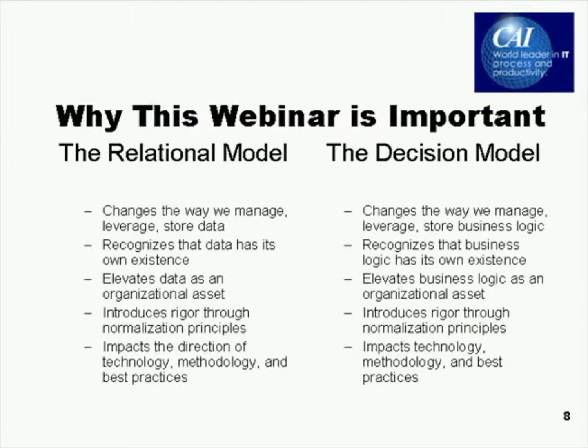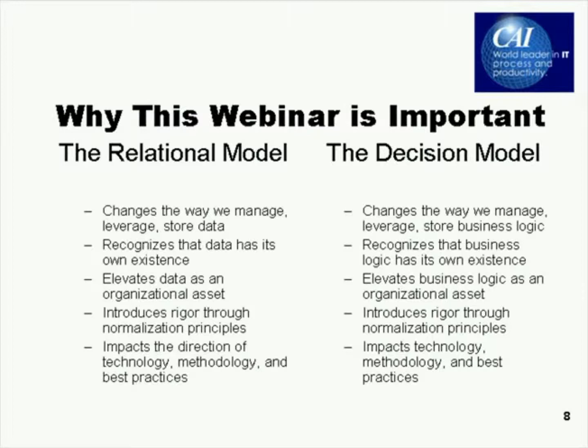On the left-hand side of this page, we recall that the relational model changed the way we manage, leverage, and store data. And it did that by recognizing that data has its own existence separate from process and program code, for example. And by recognizing this separate existence, data emerged as an important organizational asset that we could manage better. And we are able to manage it better because we can now deliver data in its most atomic and simple and manageable form. And the adoption of the relational model as a technology-independent model of data was really significant in bringing about the information revolution. What's important about the relational model is its scientific foundation and simplicity, and that's what changed the direction of technology, methodology, and best practices in the data world today.